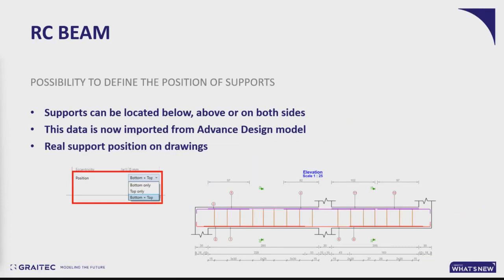The next improvement to the beam is about supports. The column supports can now be located not only from the bottom, but also from the upper side of the beam. This column location is now also imported from the advanced design model. Thanks to this, we get better quality of drawings, as we can see the real position of columns.